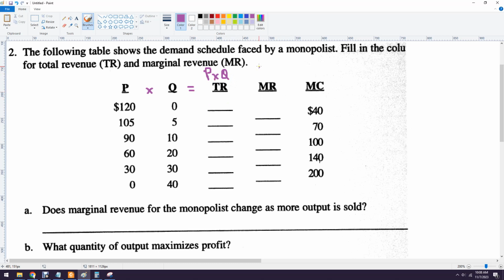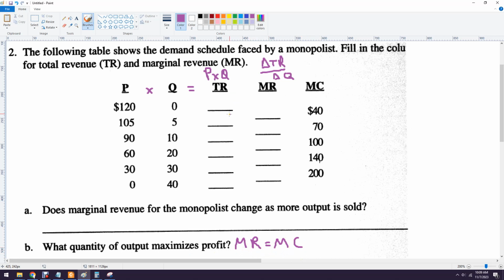We're going to find the marginal revenue, which is the change in total revenue divided by the change in quantity. Q is a little hard to read there. Change in total revenue divided by the change in quantity will give us marginal revenue. We're going to compare that to our marginal cost. So for what quantity does output maximize profit? That's where MR equals MC, or it's the last unit where marginal revenue is higher than marginal cost.